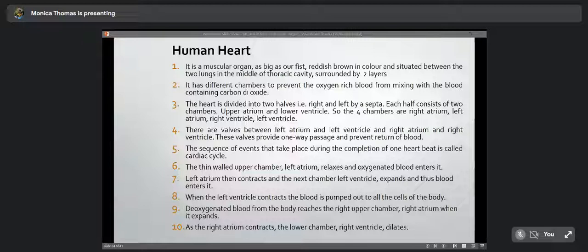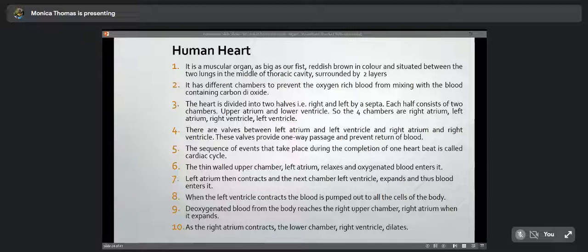So it says it's a muscular organ. Now, we can visualize this. It says it's as big as a fist. So I would want you to bring your left hand forward. Visualize your heart. You visualize on this fist, your heart is this big. Okay? And what is the color of your heart? Visualize your pumping heart, reddish brown in color. Does it have any bones? No, it has muscles. So it is muscular in structure.